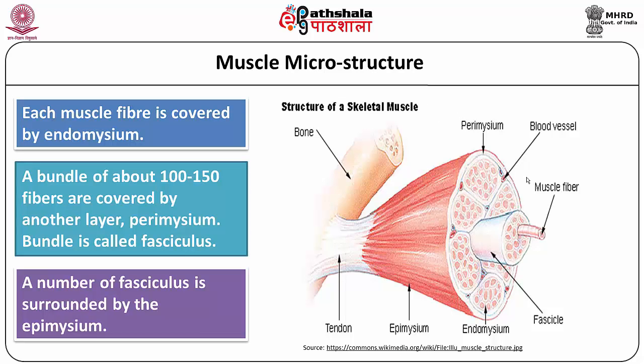Let us come to microstructure of the muscles. You can see in this picture a muscle originating from a bone through tendon, and we have cut it in between. You can see there are surrounding structures which can be called fasces, or sometimes it is called fascicle. The outer side of the muscle is covered by perimysium, and then each muscle fiber is covered by endomysium, and finally all the muscle bundles are covered by epimysium.